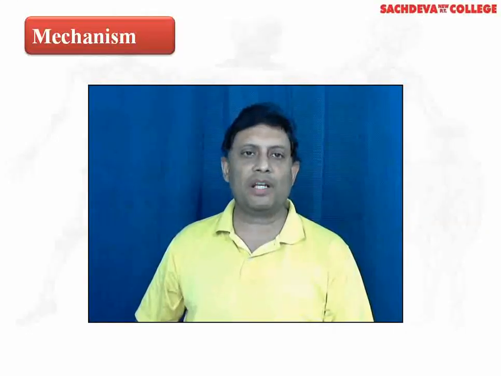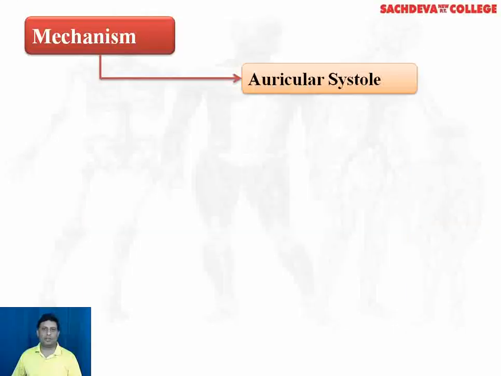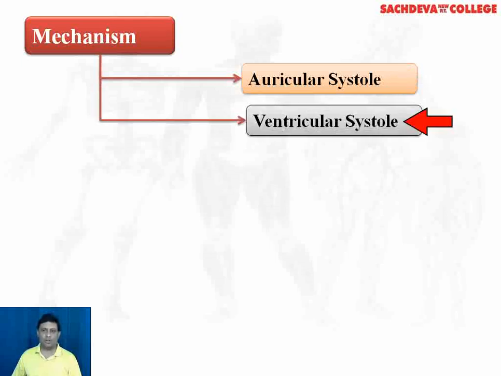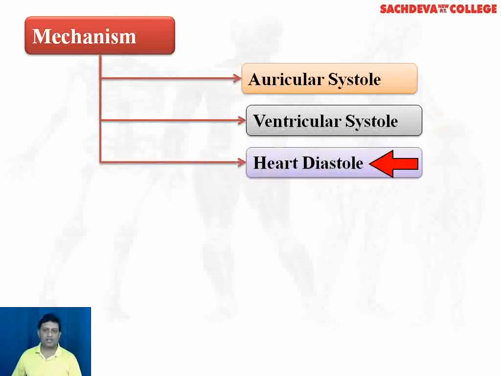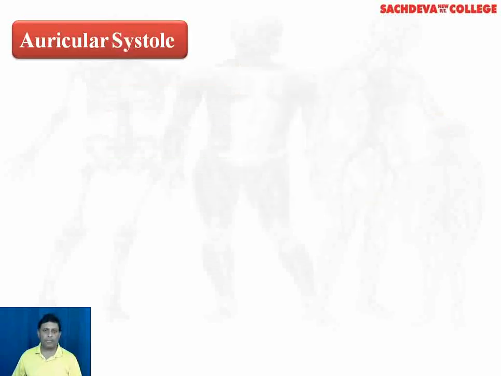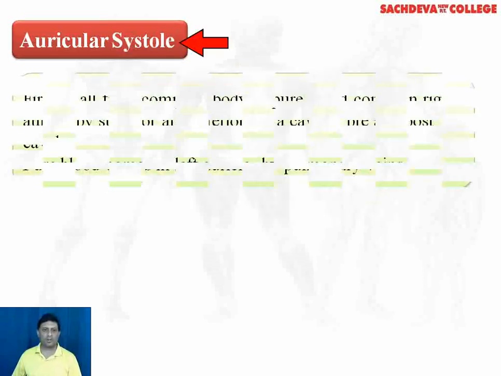Coming to the mechanism of heartbeat, we have auricular systole and ventricular systole. Systole signifies contraction. Heart diastole. Diastole means relaxation. Heartbeat.